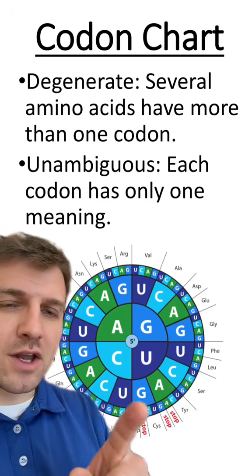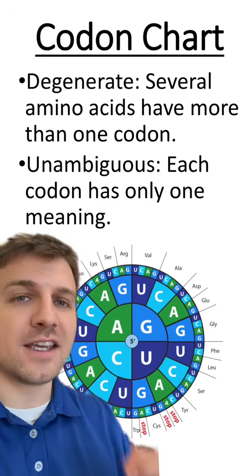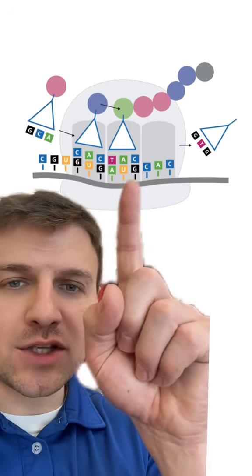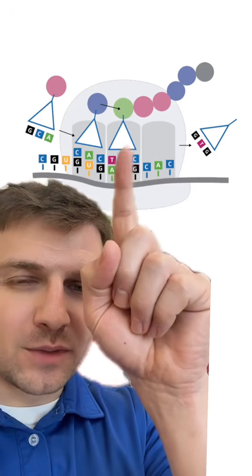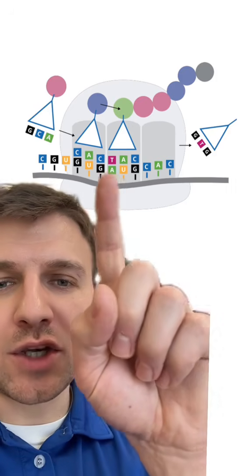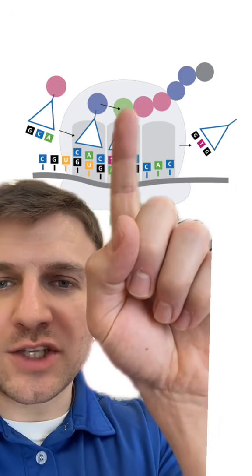So we use this codon chart to figure out which amino acid each codon codes for. What we're actually seeing is these codons coding for a particular amino acid that's going to be brought in by a tRNA molecule. And this whole process is known as translation. So basically what we're using that codon chart for is figuring out which codon is going to code for which amino acid.